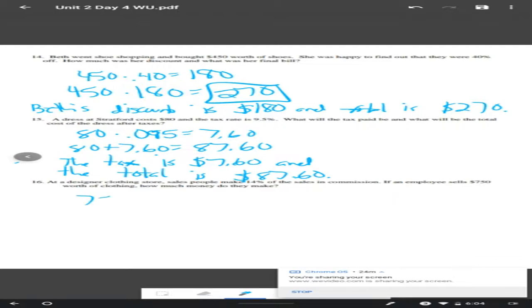The last one, commission. So we take 750 they sold in clothing, they get 14%. So 750 times 0.14. I got $105 when I multiply those. So that means the commission is $105 for that person. That's it. That covers the sales tax, the discount, and the commission problems.